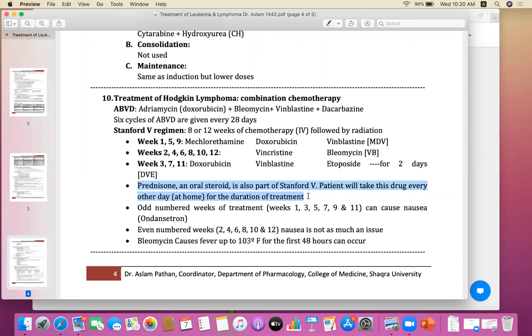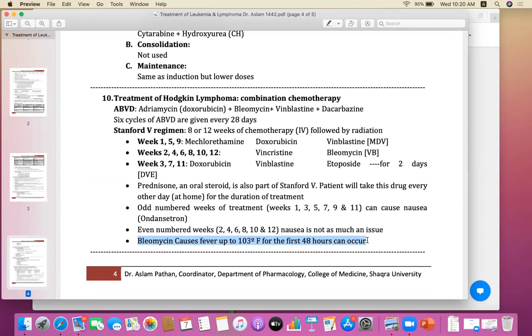In odd number weeks of the treatment, like the 1, 3, 5, 7, 9, 11, the patient will have nausea. For that, they will give ondansetron. Ondansetron is a 5-HT receptor antagonist, a serotonin receptor antagonist, and prevents vomiting and nausea. In even number weeks, nausea is not much, and there is one side effect of bleomycin. Bleomycin will cause fever up to 103 degrees Fahrenheit for the first 48 hours, and they will solve it by giving paracetamol.